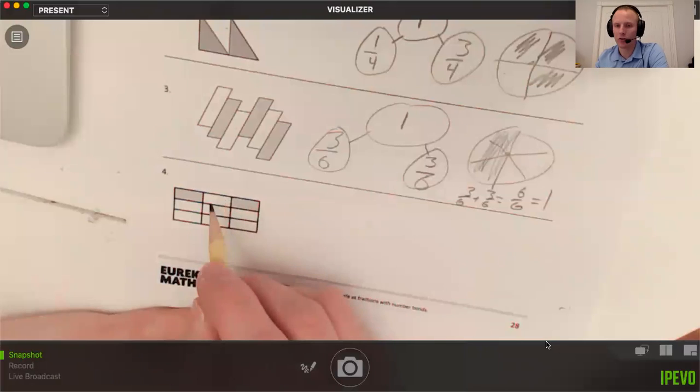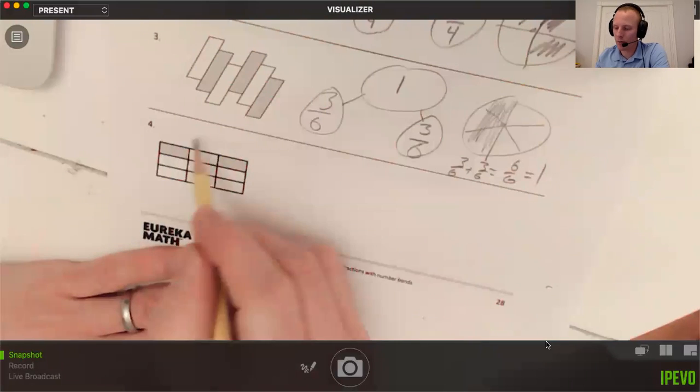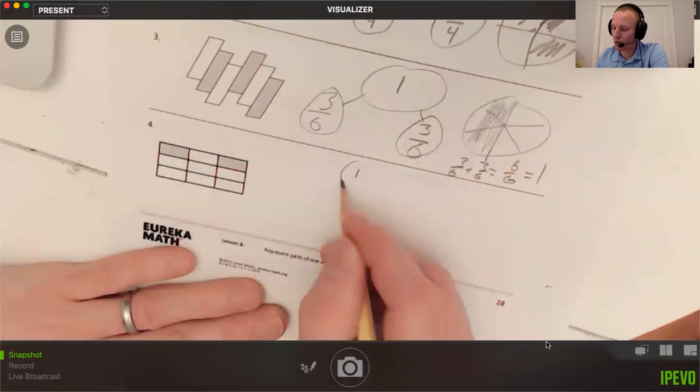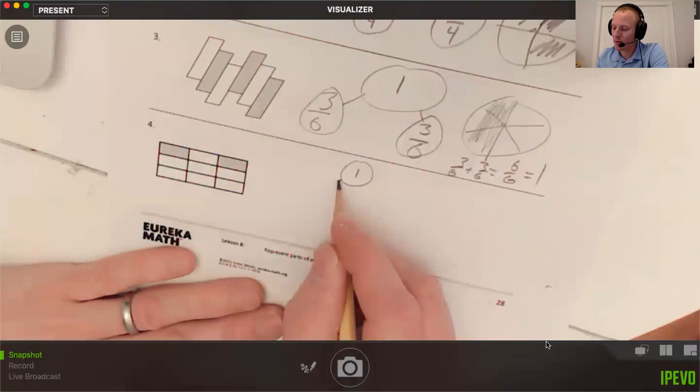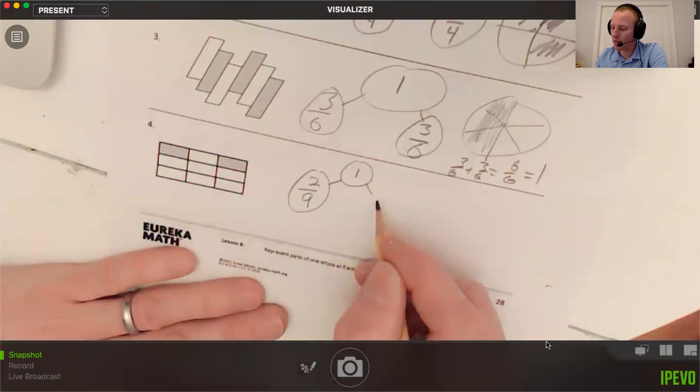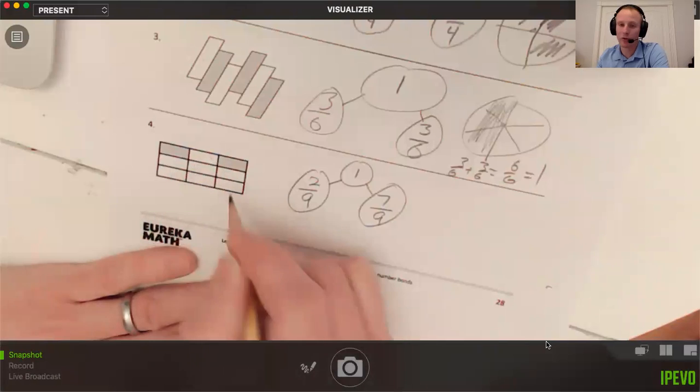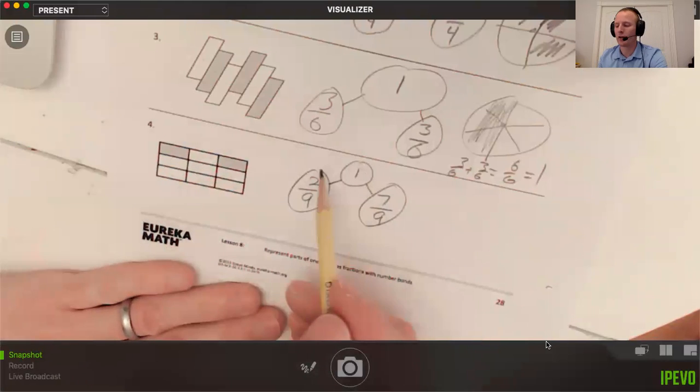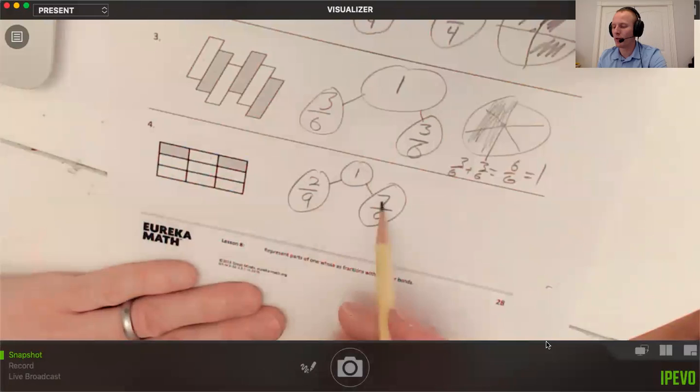And the last one down here shows ninths. So I'm going to have a total of 1. And I have 2 ninths that are shaded. And I have 7 ninths that are unshaded. 1, 2, 3, 4, 5, 6, 7. You can double check. The reason I knew it so quickly is I knew that 2 plus whatever, my other numerator had to add up to 9. So 2 plus something equals 9, because we need to have a matching number in the numerator and denominator to have 1.